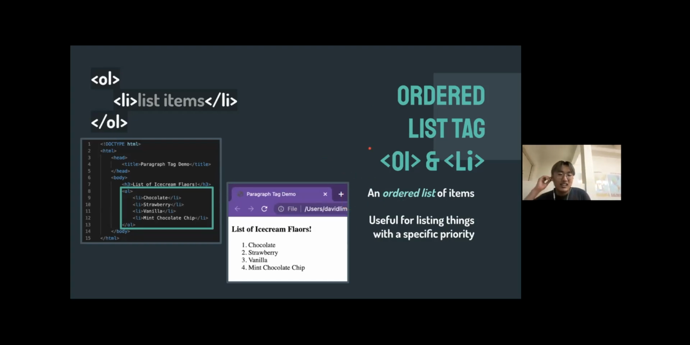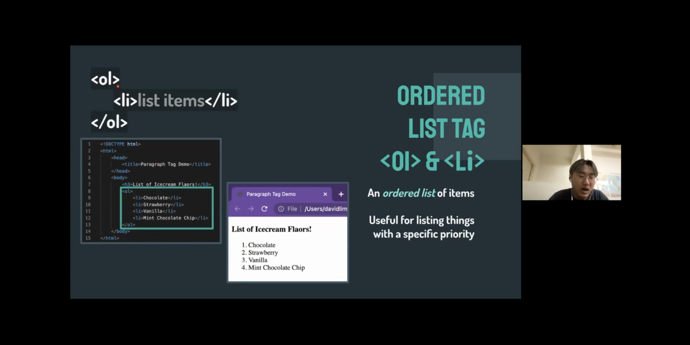All right, and the next item is the ordered list tag. This is very similar to the unordered one. It's basically the same thing, except this time it's ordered. An ordered list is used for listing things with a specific priority. This means that everything in the list is going to have 1, 2, 3, 4. It's going to have those numbers instead of bullets right here.